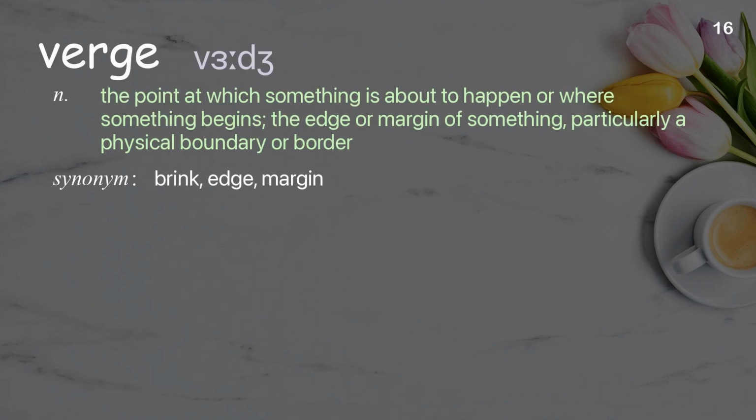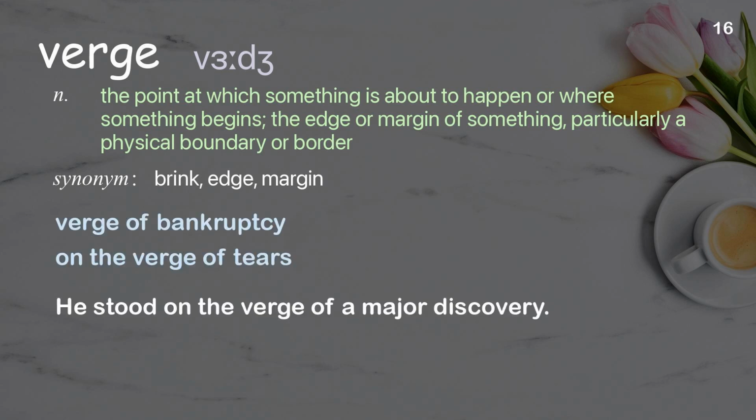Verge. The point at which something is about to happen or where something begins; the edge or margin of something, particularly a physical boundary or border. Examples: verge of bankruptcy, on the verge of tears. He stood on the verge of a major discovery.